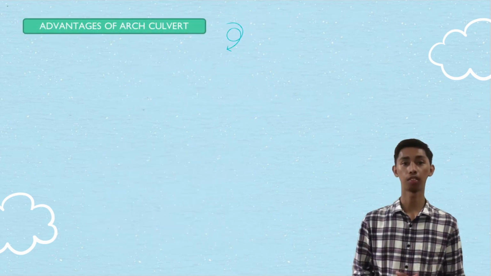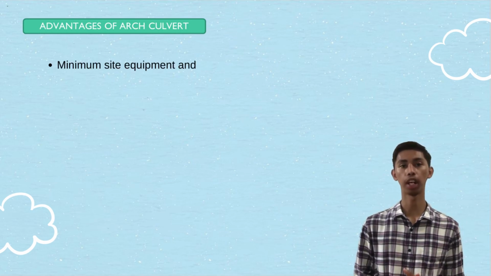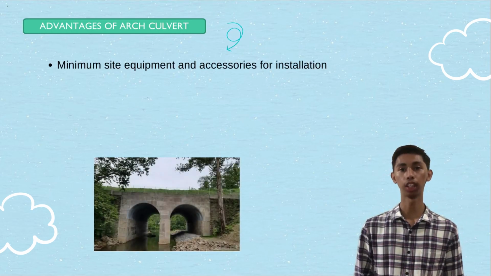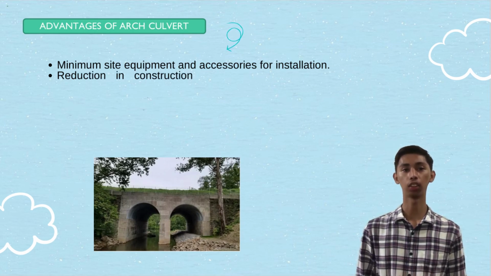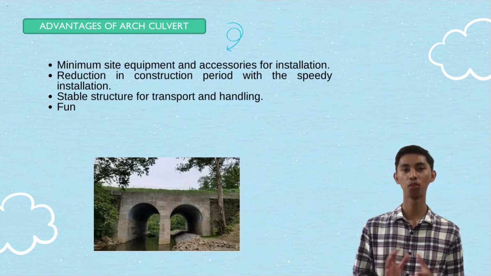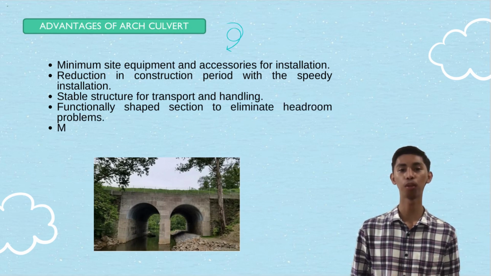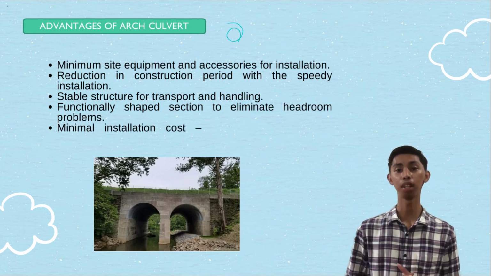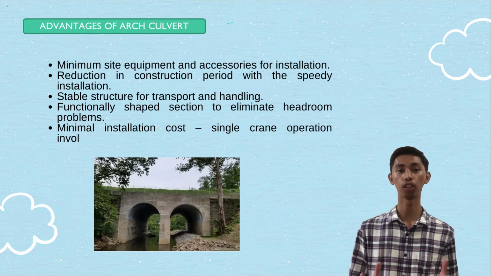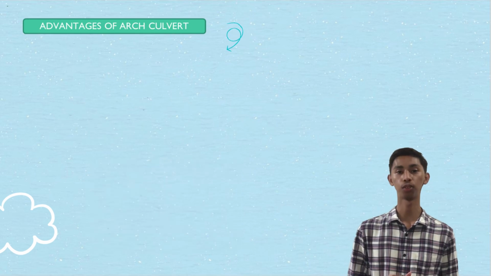There are several advantages of arch culvert. Firstly, minimum site equipment and accessory for installation. Secondly, reduction in construction period with speedy installation. Thirdly, stable structure for transport and handling. Fourthly, a functionally shaped section to eliminate headroom problems. And lastly, minimal installation cost because of single crane operation involving small installation crew.